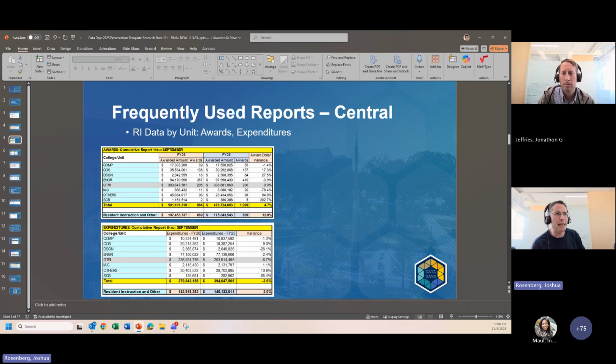All right, so this next slide is RI data by unit, awards and expenditures. Where this really stemmed from is us wanting to get a feel at the unit level: College of Sciences, College of Computing, College of Engineering, et cetera. What do award dollars look like for the first few months of the year compared to the same time period last year? We did that for awards. I want to say we started doing that a couple of years ago. And more recently, folks have been asking about expenditures year over year for the colleges. That's what you see down at the bottom.